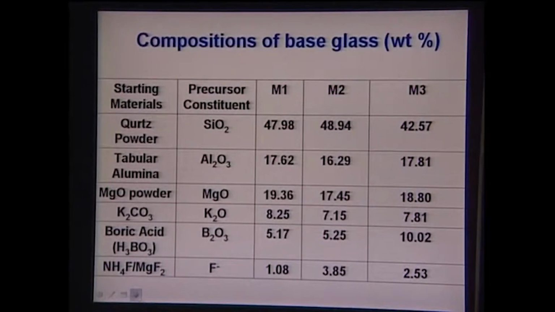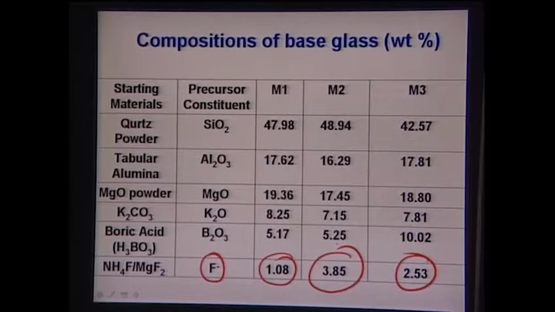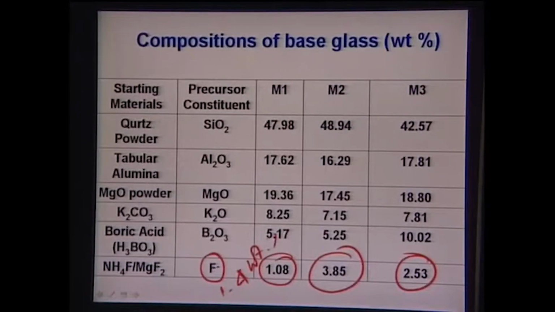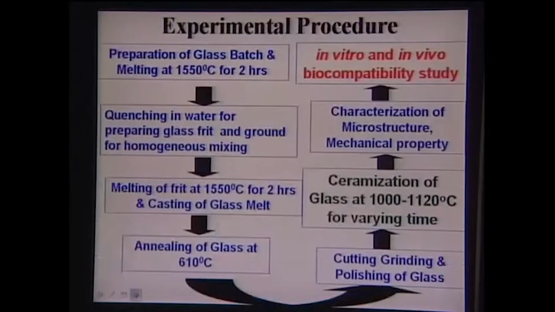Now, in the second set of experiments, we have changed the fluorine content a little in the starting powder, from 1.1 to 2.5 and 3.85. So, roughly around 4. Essentially we are changing the fluorine content from 1 to 4 weight%, and accordingly we call them M1, M2 and M3 glass ceramic compositions.